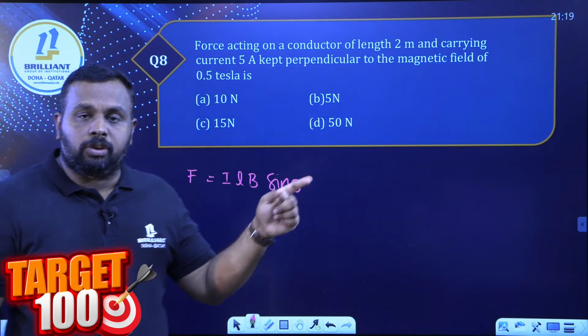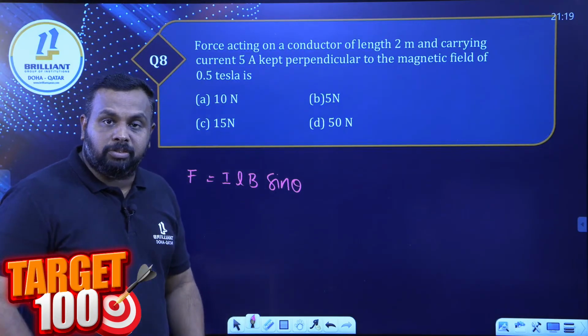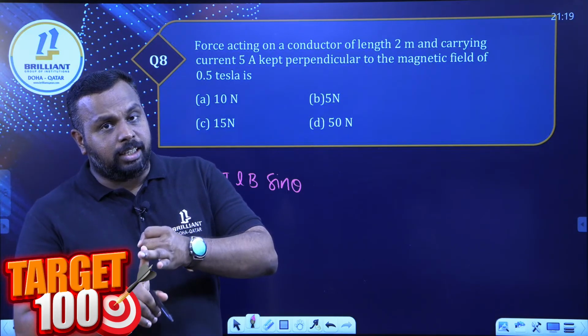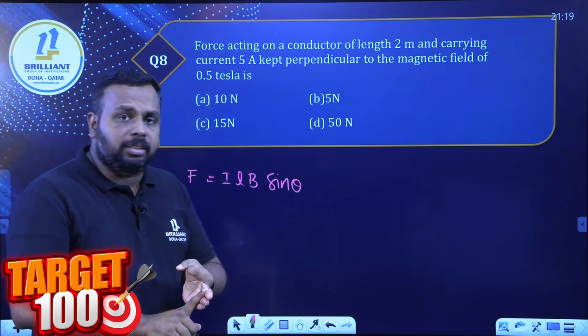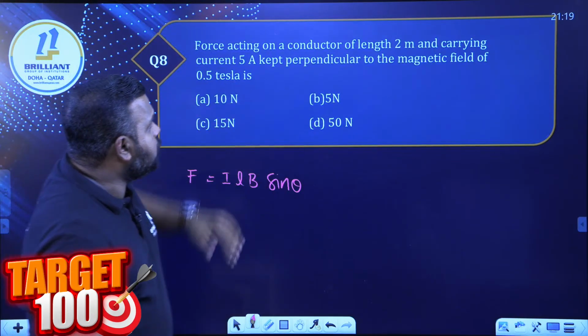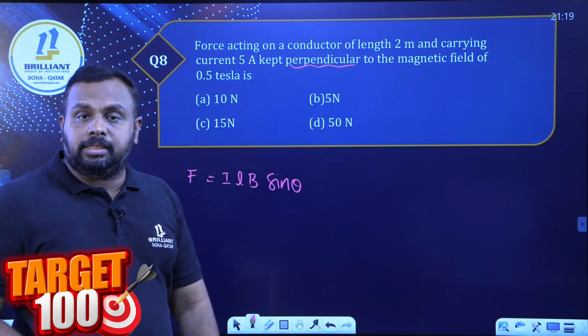It's a special case of Lorentz force. You know that if you're taking a conductor into consideration, this is the formula for force: I L B sine theta. I is the current, L is the length of the conductor, B is the magnetic field, theta is the angle between vector L and vector B. You know that. Now in this question it is given that perpendicular. So theta is 90, sine 90 is 1.